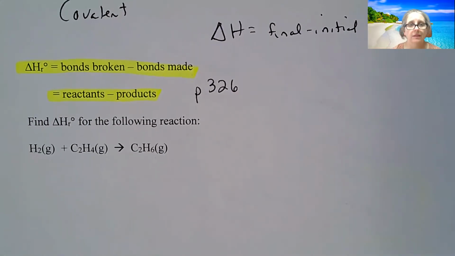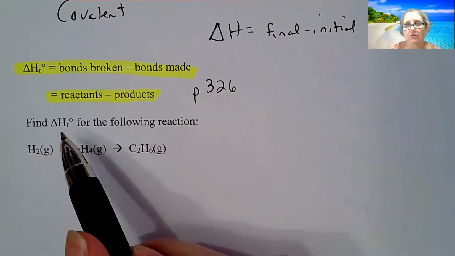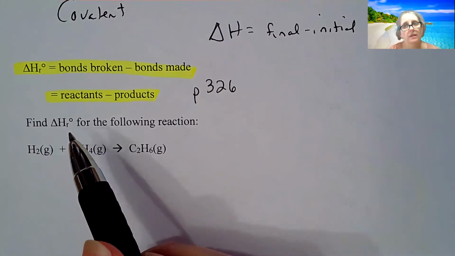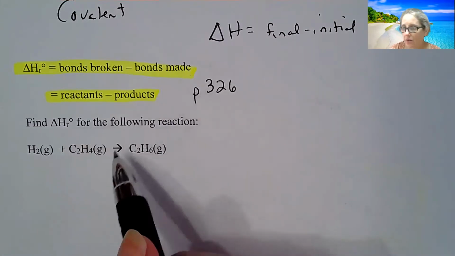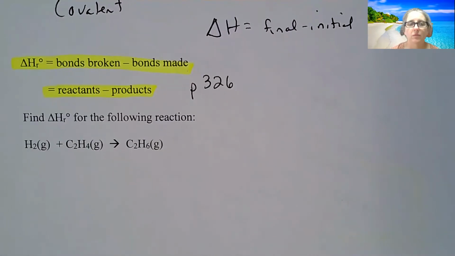So what we're doing is essentially finding another delta H. Back to thermo, we did delta H many different ways, including Hess's law and heat of formation. So this is the same idea as that.